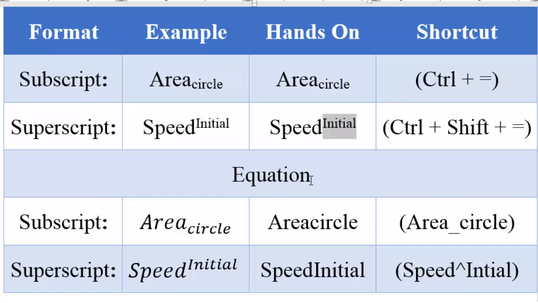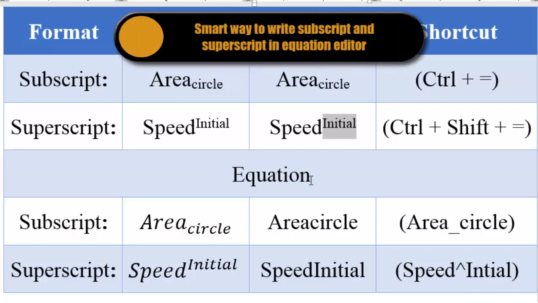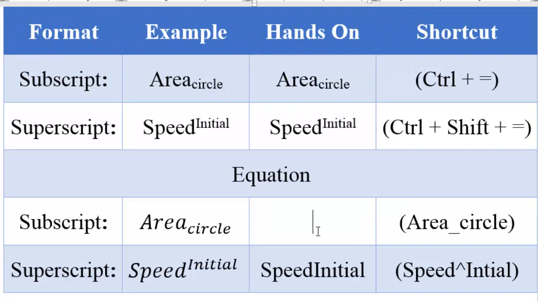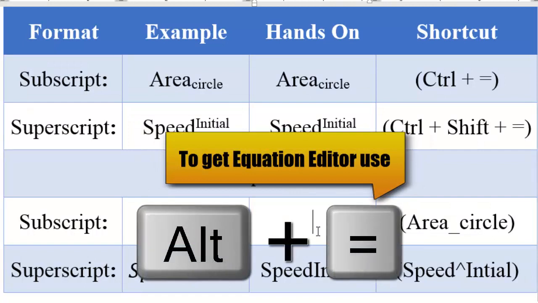If you are writing a scientific report where you have a lot of equations, you will come across subscript and superscript quite often, right? So there is a special shortcut for subscript and superscript in Microsoft Word in the equation tab. So there is a special shortcut for typing subscript and superscript when you are inside an equation editor, right? To demonstrate that, let us go inside an equation editor. So the shortcut for getting an equation editor is Alt equal to.